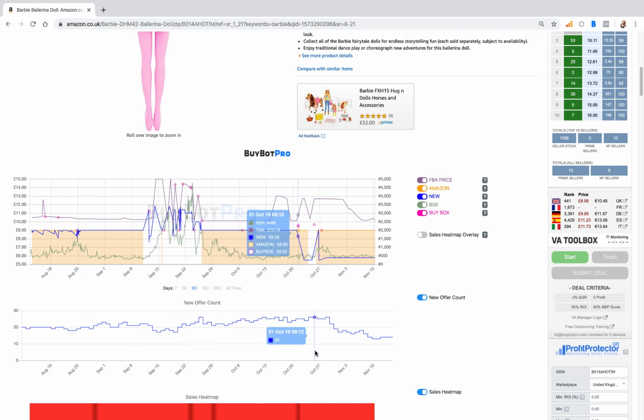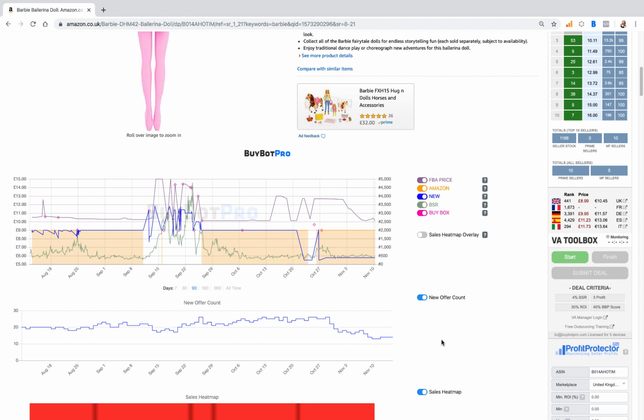So this chart down here tells you all about the new offer count. Now the new offer count tells you what number of sellers there are on a listing. So how many sellers there are on a listing. And you can see this going up and down on a regular basis. Now, when you can see something going up and down on a regular basis, that is another example of people making sales, because there could be some people there that are just removing their stock for whatever reason.